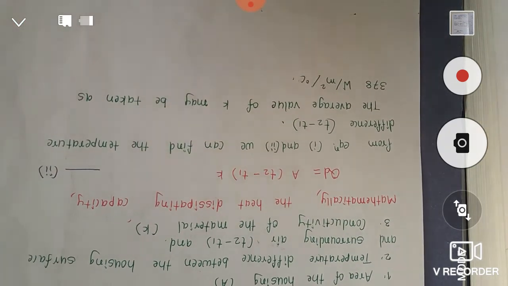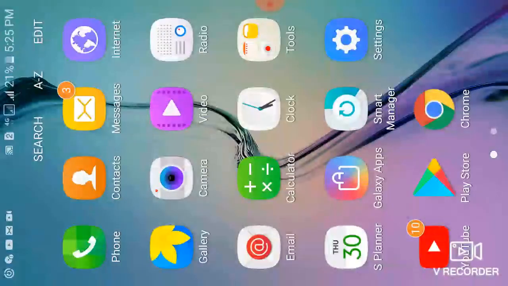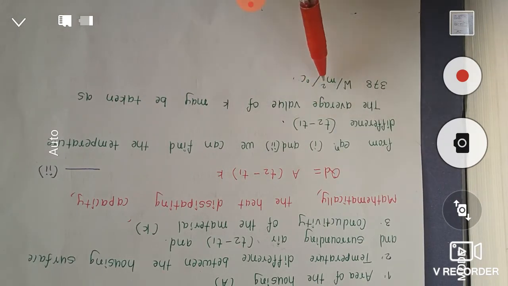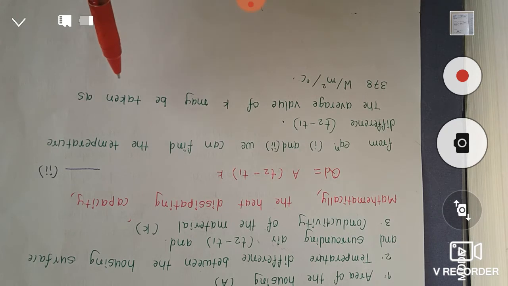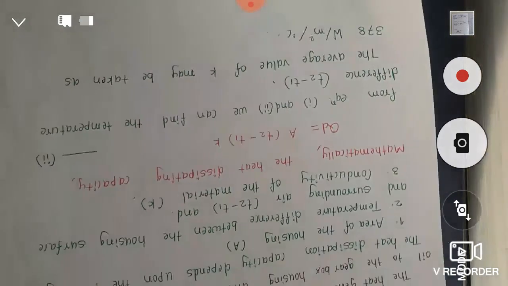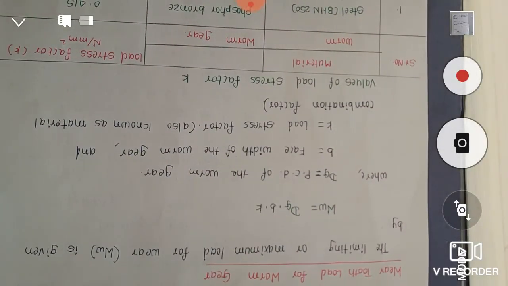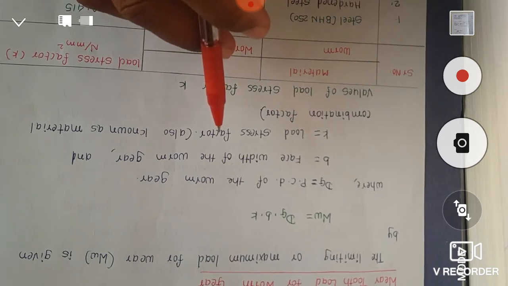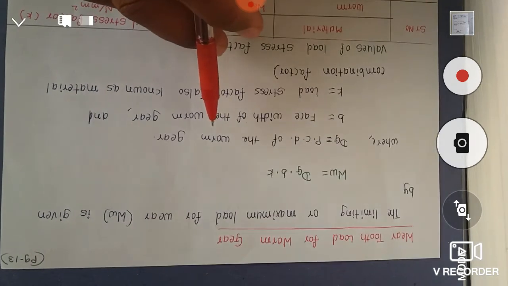Now from equation number 1 and 2, from these two equations we can find the temperature difference, that is T2 minus T1. The average value of K may be taken as 378 watts per meter square per degree Celsius. So in this way we discussed the two topics, that is wear tooth load for worm gear, and heat generation and heat dissipation capacity in worm and worm gear.